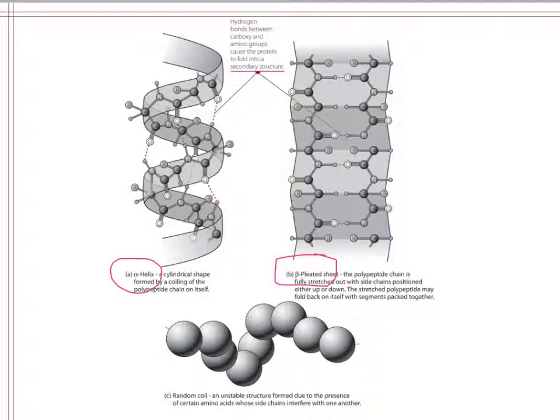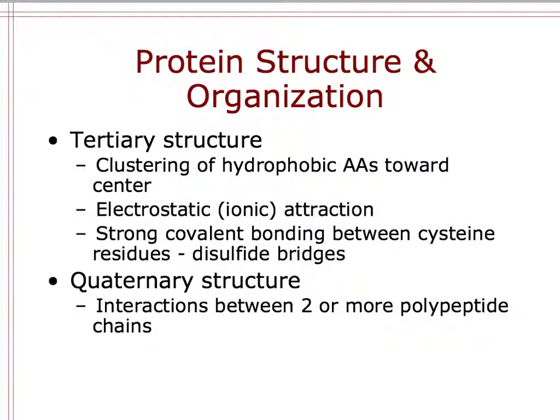If you think of it as a paper folded back and forth on itself, that would be the beta pleated sheet. And then at the bottom is this random coil, which is a little bit more of an unstable structure, but allows more secondary structure in the amino acid. So then after the primary and secondary structure, we get to tertiary and quaternary structure. Essentially this just gives more complex folding or wrapping around of amino acids.